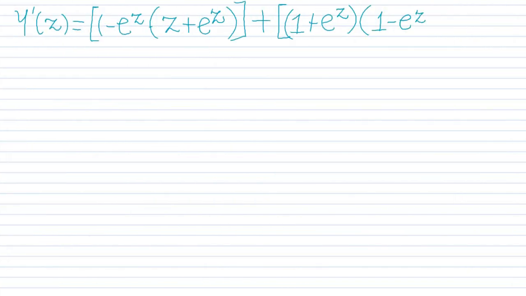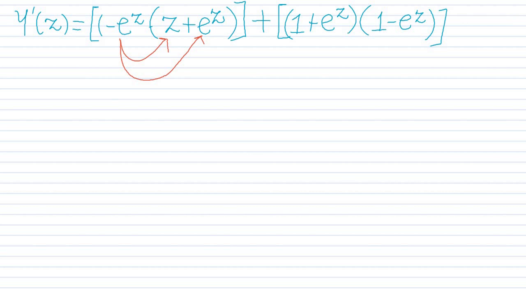So how are we going to do that? We're just going to do the simple math that we've always done since middle school, and we just multiply. We open the bracket by multiplying everything. So first thing I'm going to do is negative e to the z right here. I'll multiply it by z, and negative e to the z right here, I'm going to multiply it by e to the z. And that's 1.